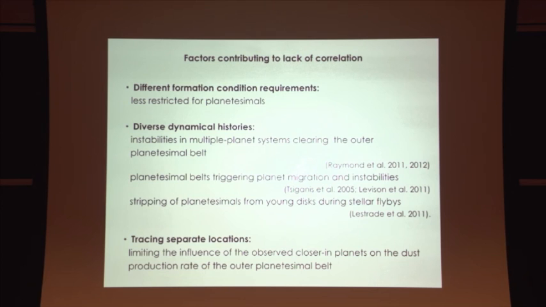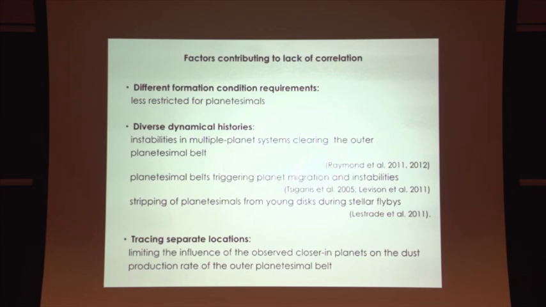And then it might also be something that Jeremy was pointing out before, that we are tracing the dust and the planets that we are looking at and trying to search correlations for. They are at different locations, because the planets are coming from radial velocity observations and those are located closer in, and the planetesimals are located farther out. So we are not looking at the same spatial scale. So maybe that's why we don't have evidence of any correlation.